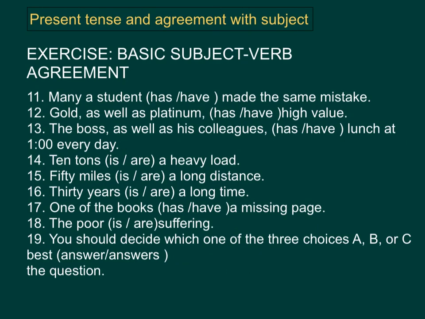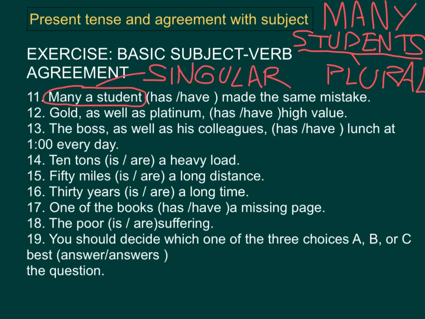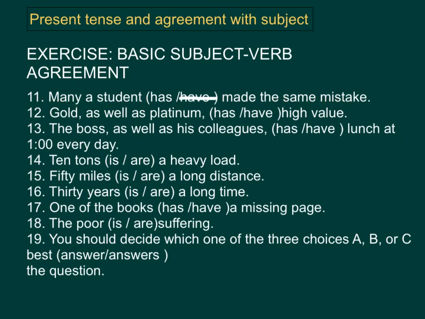Let's continue. Number 11. Many a student made the same mistake. The phrase many a student is a special case of many students. While the phrase many students is in plural form, many a student is actually in singular form. This is why we should use the verb has. Many a student has made the same mistake. Now let's go to question 17. One of the books, a missing page.